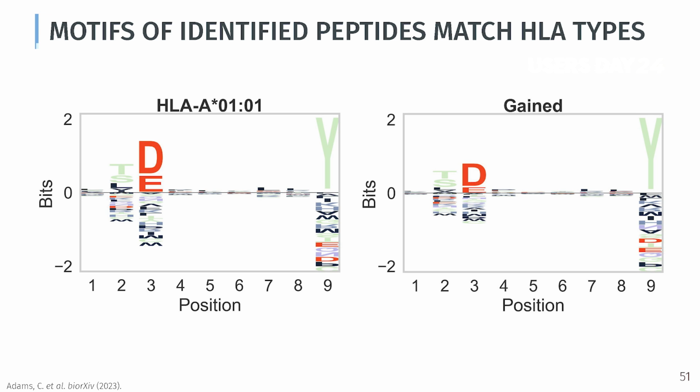And then the ones we lost, so that our method did not find and the previous method did find, we see that they don't correspond to the expected motif at all. So this is also a good thing, that the ones we lost are actually not good peptides or peptides we want to find.